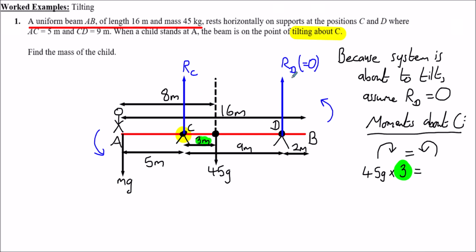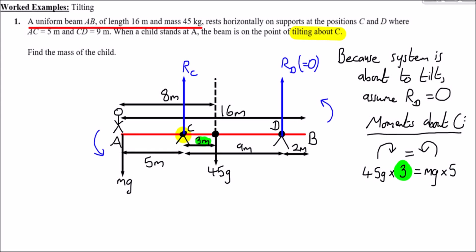Now, because RD is going to vanish, there's only one other force to consider, only one force going anti-clockwise, and this is due to the child's weight at A. So the child's weight is mg, and the perpendicular distance of the line of action of the child's weight from C, where we're taking the pivot, is 5 meters, as we can see. So the moment due to the child's weight is mg multiplied by 5.